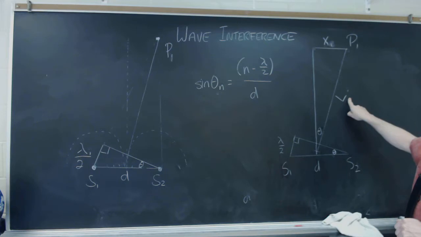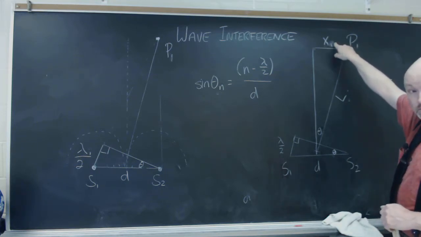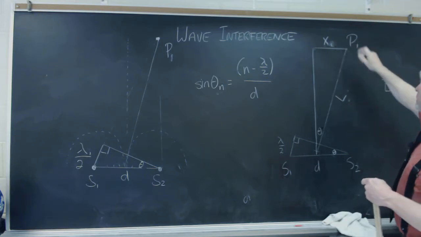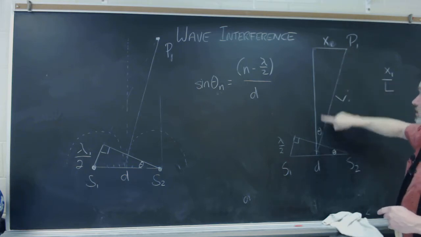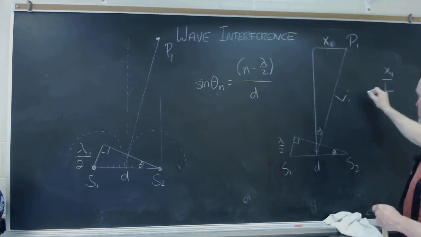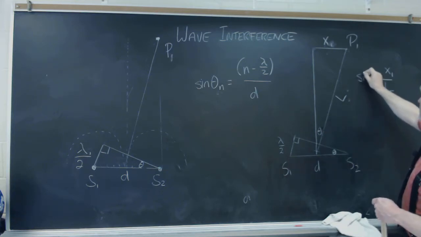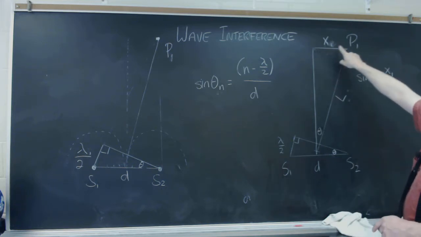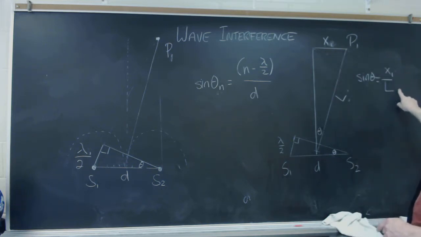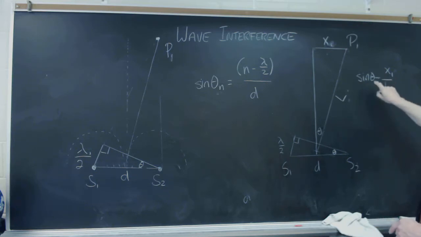So you notice that L is the hypotenuse. x1, in other words, the distance from the center out to a point on that first fringe, is opposite the angle. This is opposite over hypotenuse, and so the sine of theta is equal to the distance from the center line to the point, which is x1, over the distance that the wave has traveled, capital L. So this is for the first angle.